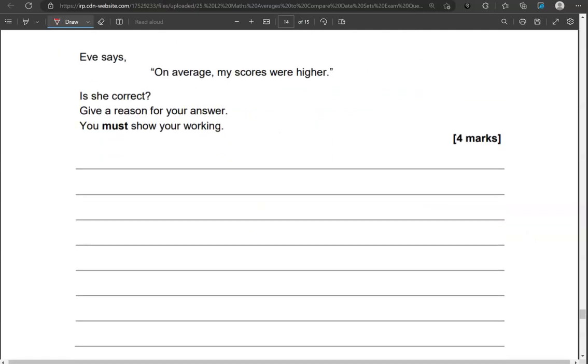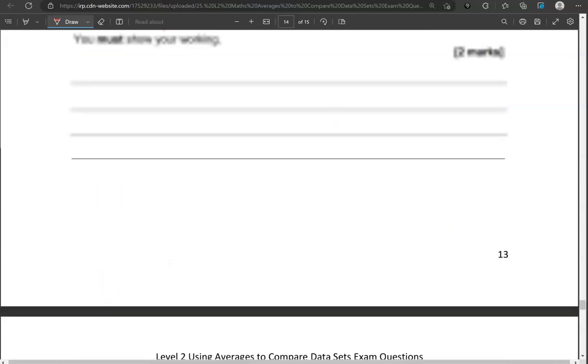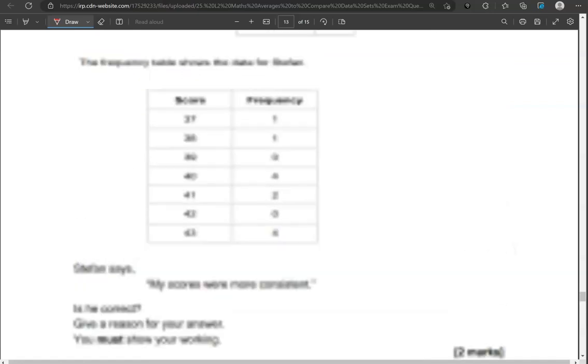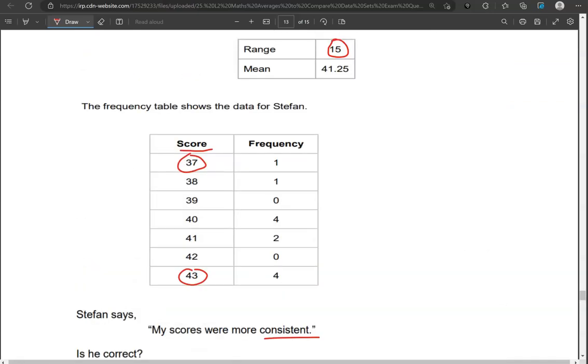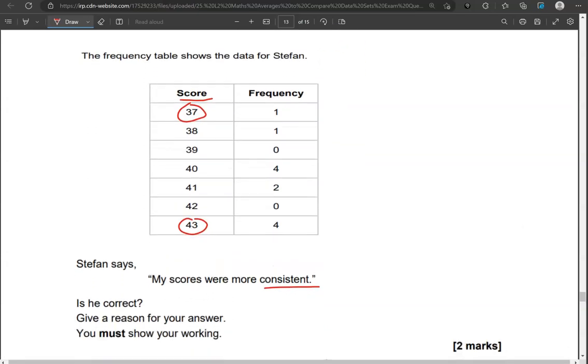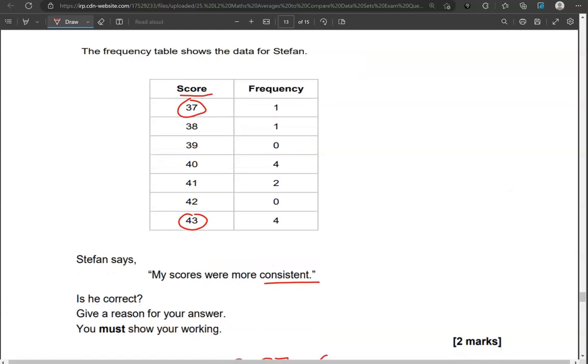Eve says, on average, my scores were higher. Is she correct? Give a reason for your answer. You must show your working. So this is the time now when we're going to use the mean to compare them. We've got the mean for Eve's score, which is 41.25. Now we're going to work it out for Stefan.